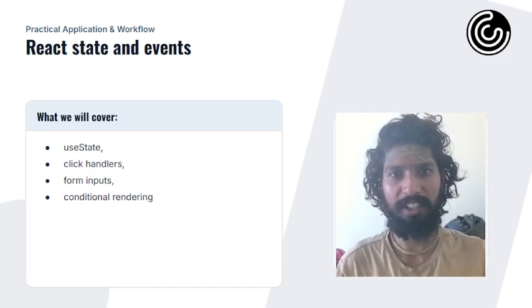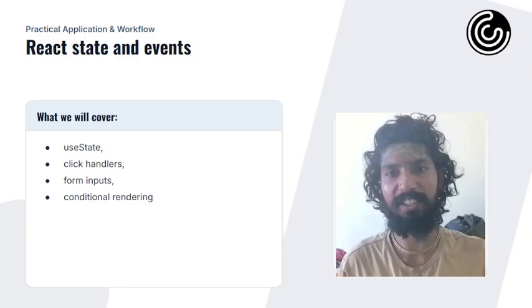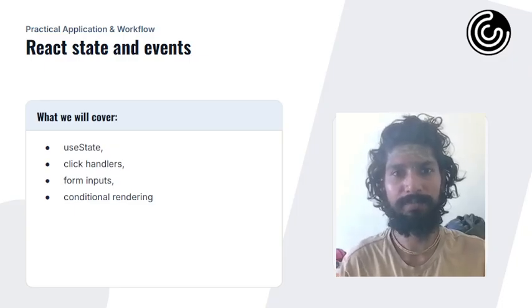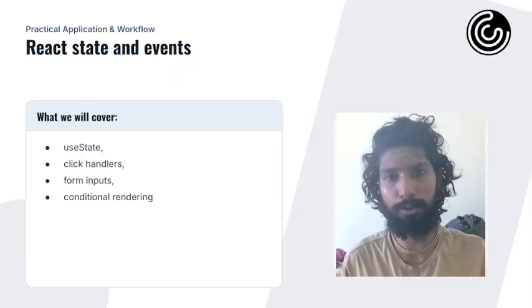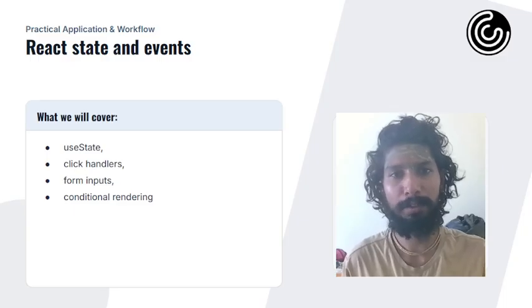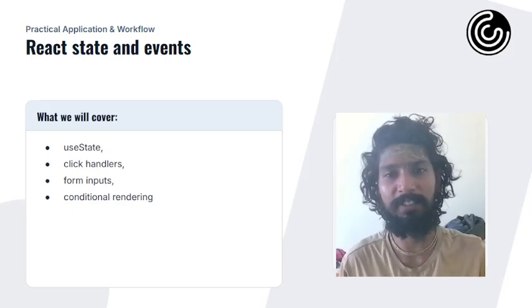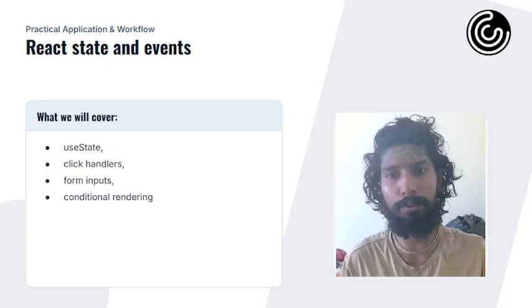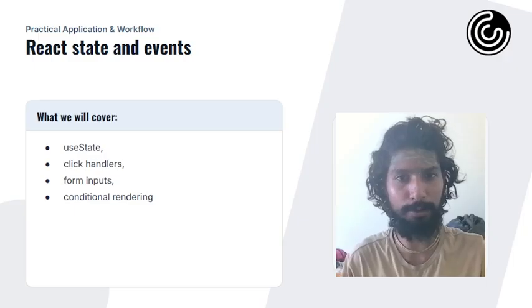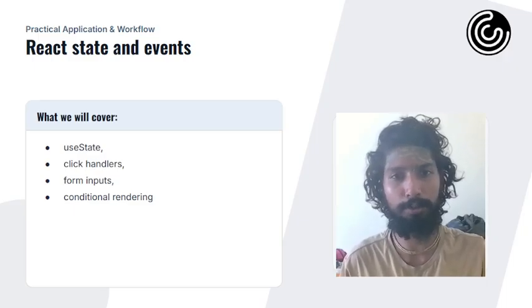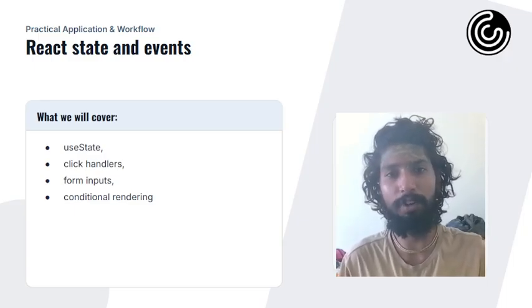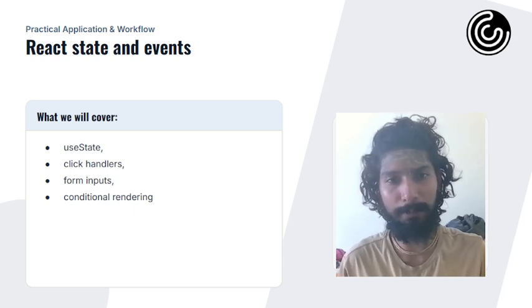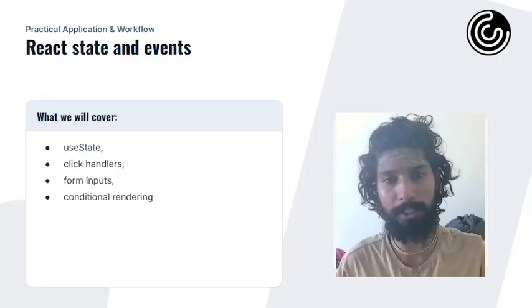Today we are going to learn one of the most important concepts in React, state and events. Till now we created components and used them, but those components were mostly static. They were showing fixed data. In real websites, users type something, click buttons, select options, submit forms, open menus, like posts, add items to cart, and many other things. So the website needs to remember what the user is doing. That memory inside a React component is called state.